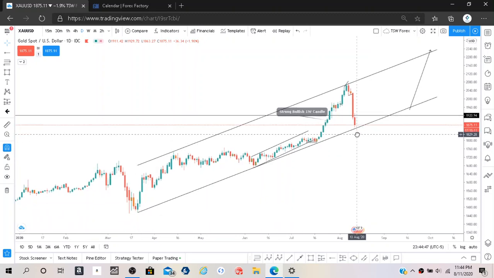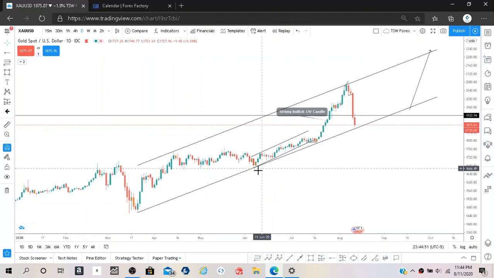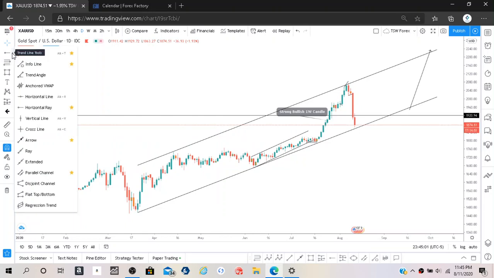So we saw that price made two support levels here and here, and we use the parallel tool. The parallel tool, you can find it at the left of your TradingView platform. You click on the trend line, where you see right underneath this, you see the trend line tool, and you come down to where you see parallel channel. So what we did was connect this low and the previous low here, and then I'm just gonna draw it.